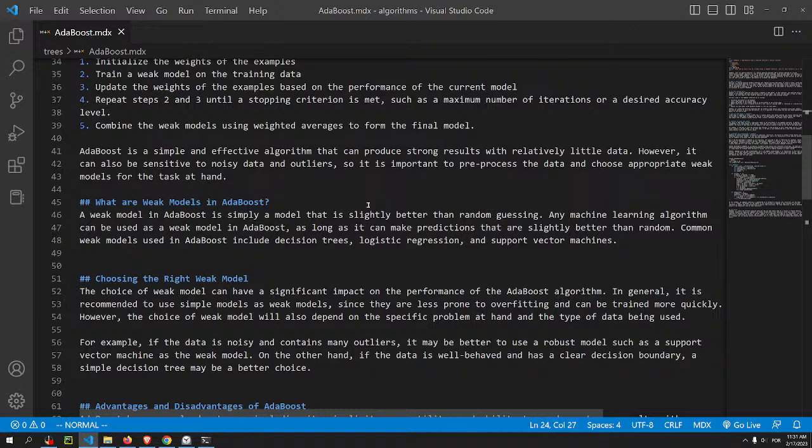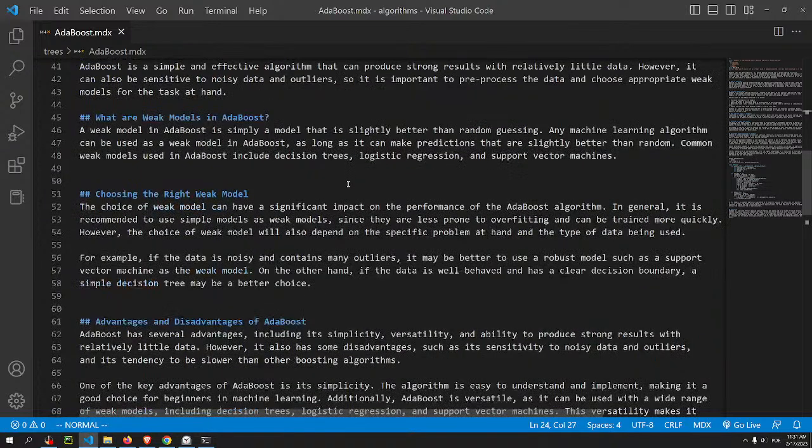Combine the weak models using weighted averages to form the final model. AdaBoost is a simple and effective algorithm that can produce strong results with relatively little data. However, it can also be sensitive to noise data and outliers. It is important to pre-process the data and choose appropriate weak models for the task at hand.